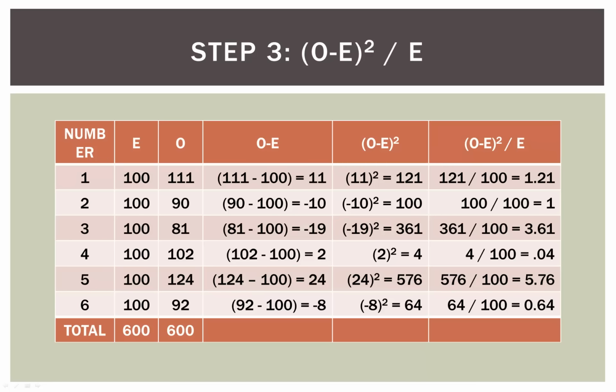So that's step 3. Just remember, step 1 is subtraction. Step 2, we square that. And then step 3, we divide that by our expected, which in this case was 100, so it's very easy.